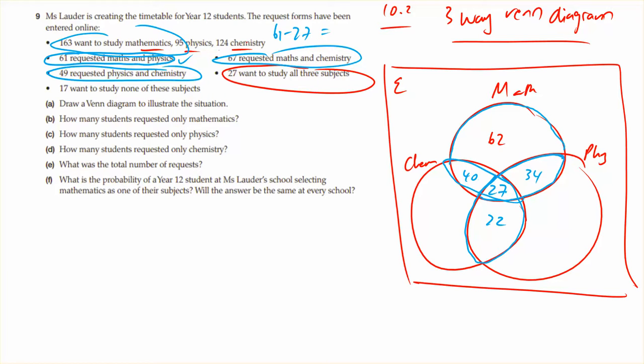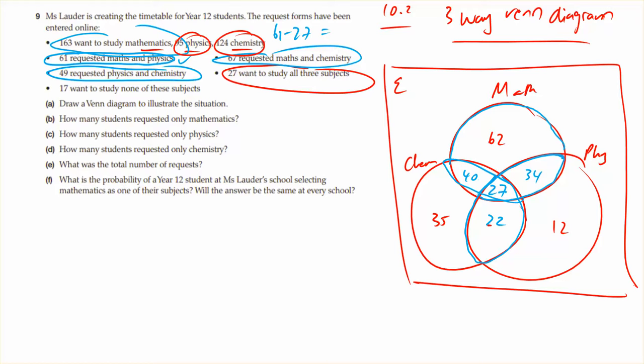Now look at the chem circle. How many study chem? 124. So if I subtract 40, 27 and 22, I should get the remaining people that study chem only. So 124 minus 40 minus 27 minus 22, I get 35. So 35 study chem only. Okay, let's do physics. There are 95 people that study physics. So if I subtract 22, 27 and 34 from 95, I should get the remaining students who study physics only. So I got 12.